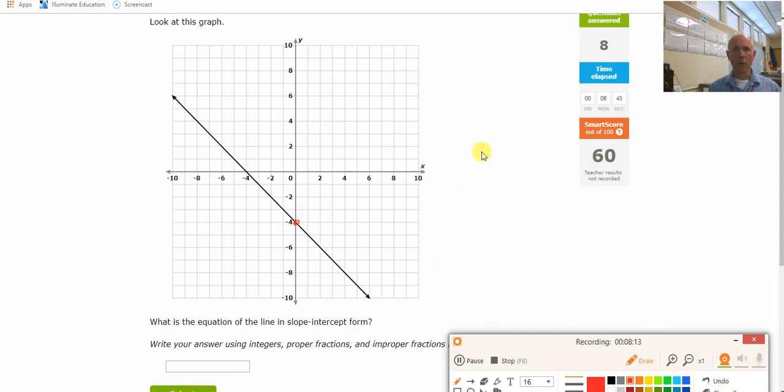Intercept's at -4. Slope is just 1 over 1, but it's a negative. So y equals -x minus 4.